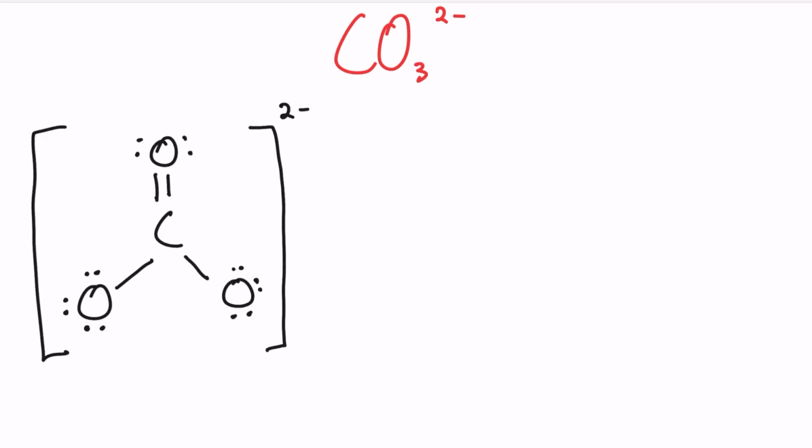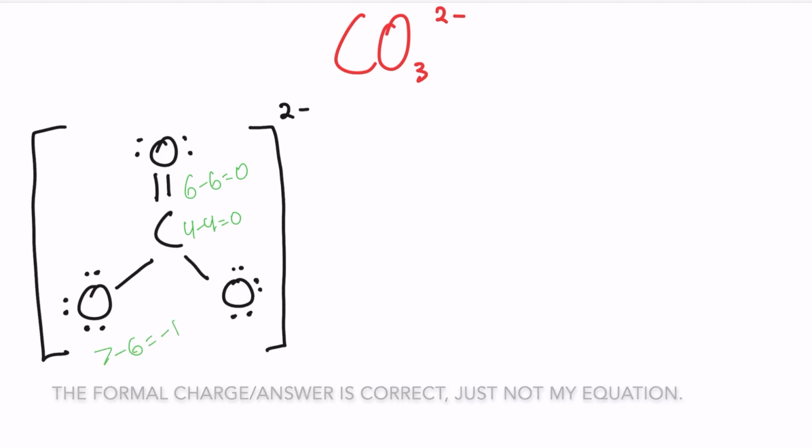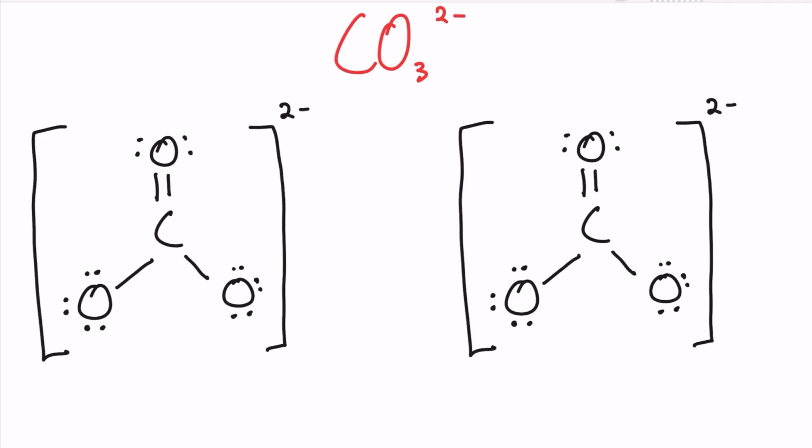As you can see, I've drawn this Lewis dot structure as accurately as I can. The formal charge for this upper oxygen is 6 minus 6, which equals 0. The formal charge for this carbon is 4 minus 4, which also equals 0. And the formal charge for these two lower oxygens is 7 minus 6, which is negative 1. Those aren't 0, but I can't do any better than this.